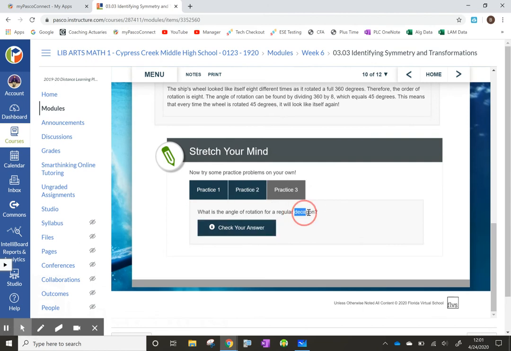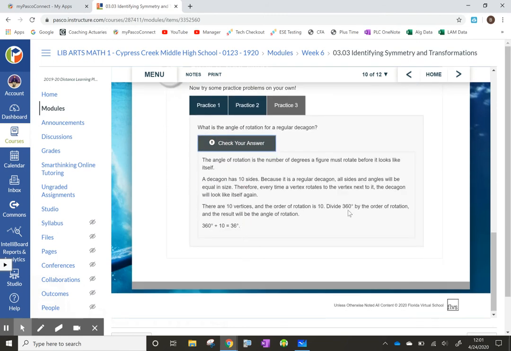So a decagon, just by the way, has 10 angles, okay? 10 angles, 10 sides. So the angle of rotation would be found by taking the 360 degrees, because we know it goes all the way 360 degrees around, and dividing it by 10. If it has 10 sides, 10 angles, you divide by 10. So 360 divided by 10 gets you your answer, a 36-degree angle of rotation.